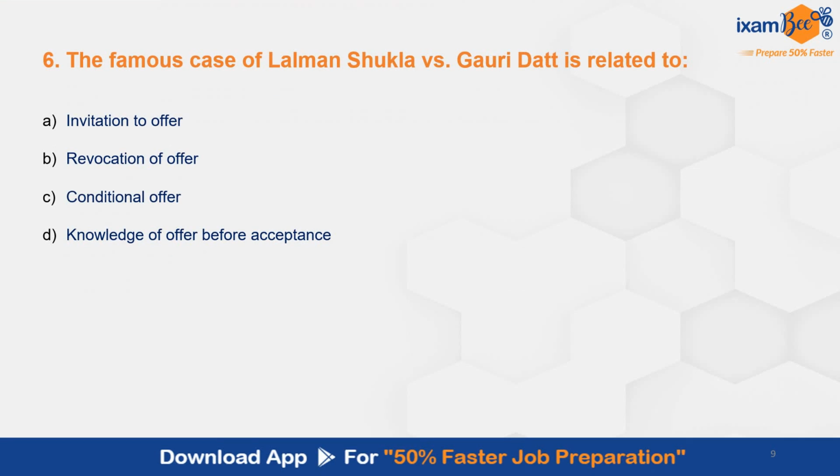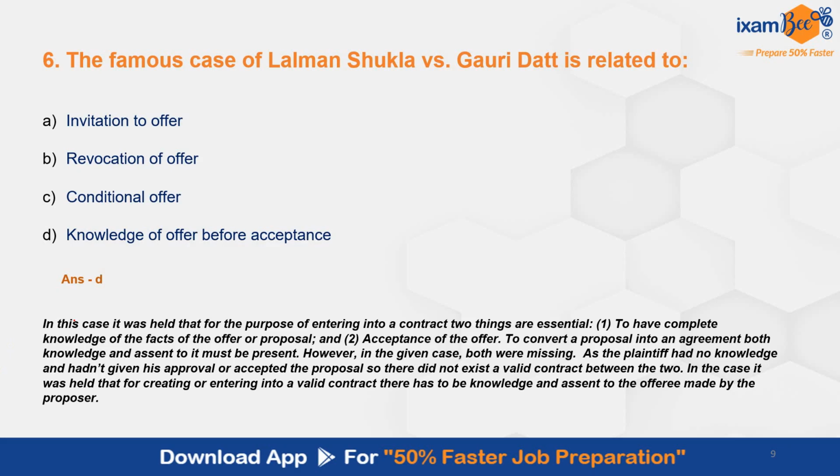Question number 6. The famous case of Lalman Shukla versus Gauri Dutt is related to. The correct answer here is D. Knowledge of offer before acceptance. In this case, it was held that for the purpose of entering into a contract, two things are essential: to have complete knowledge of the facts of the offer or proposal, and second, acceptance of the offer. To convert a proposal into an agreement, both knowledge and assent to it must be present. However, in the given case, both were missing. As the plaintiff had no knowledge and hadn't given his approval or accepted the proposal, so there did not exist a valid contract between the two.